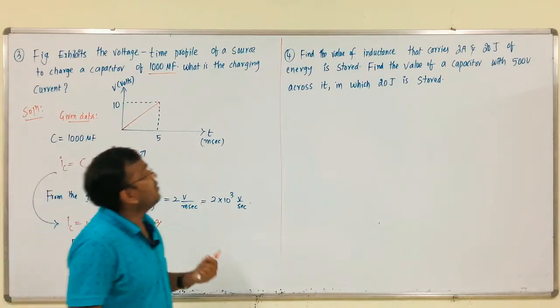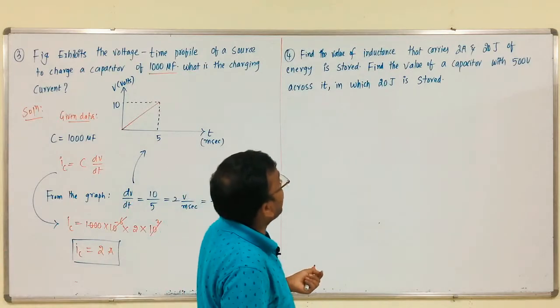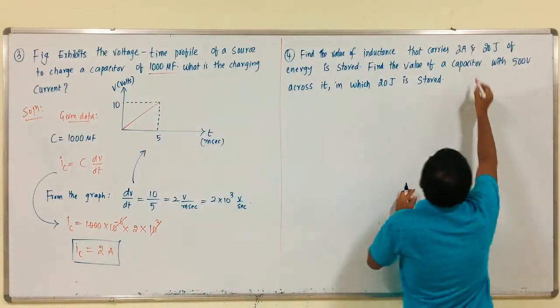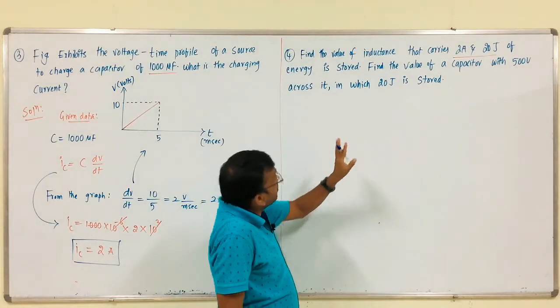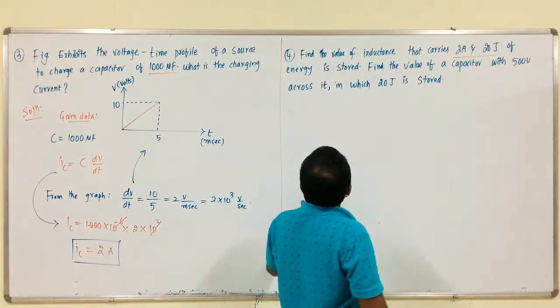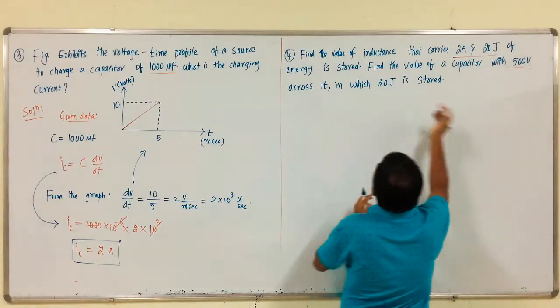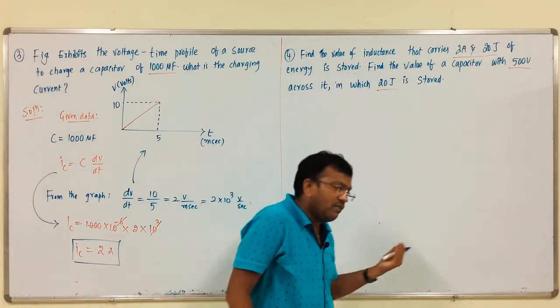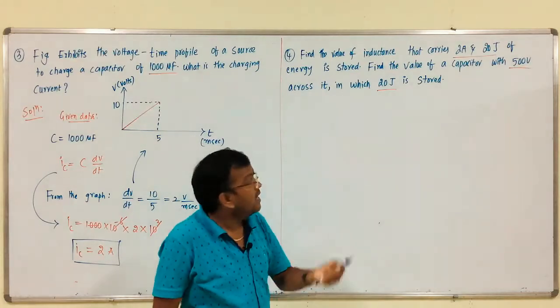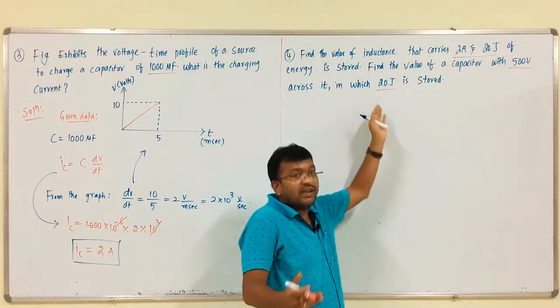Next, find the value of inductance that carries 2 amps and 20 joules of energy is stored. Find the value of capacitor with 500 volts across it, in which same amount of energy is stored. So, we have to calculate the value of inductance as well as capacitance, which carries the same amount of energy.